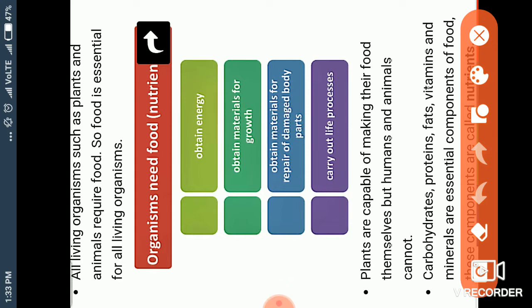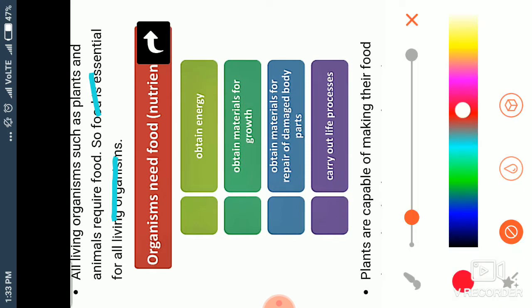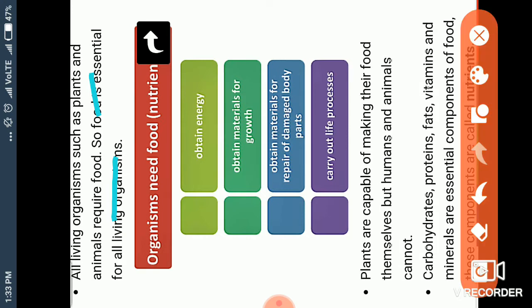living beings, and plants require food because they are also living beings. Understand? Like human beings. But why do they need energy? They need energy to do four things in their life.